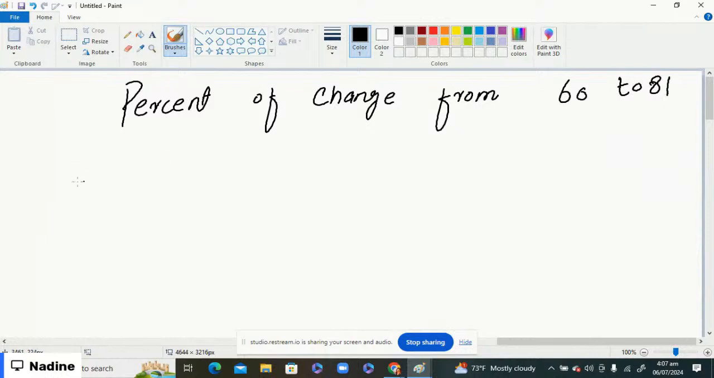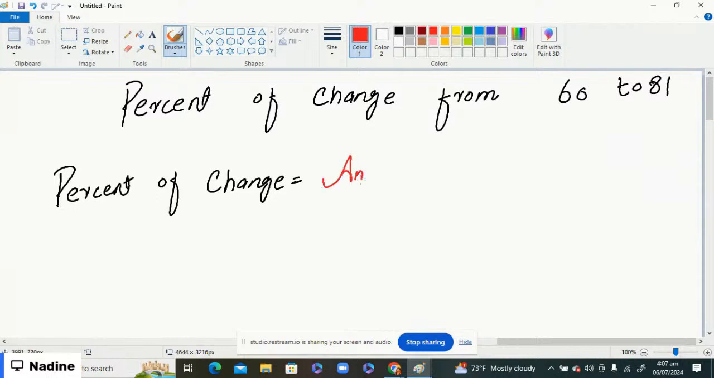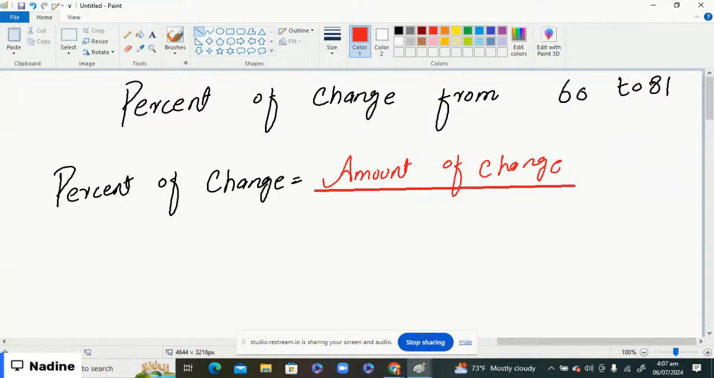What is the formula of percent of change? The percent of change is equal to amount of change divided by original amount. Okay, amount of change divided by original amount.